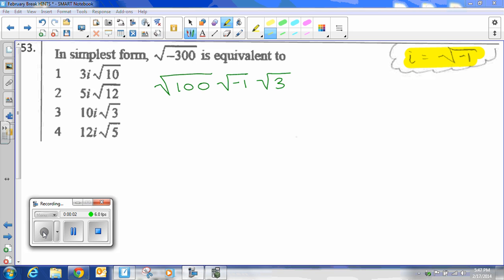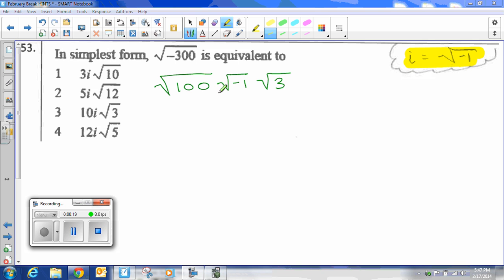Okay, let's take a look at the complex numbers portion of the radicals unit. This will take us through the end of the February packet, number 53 through 60. Number 53, we need to simplify radical negative 300.